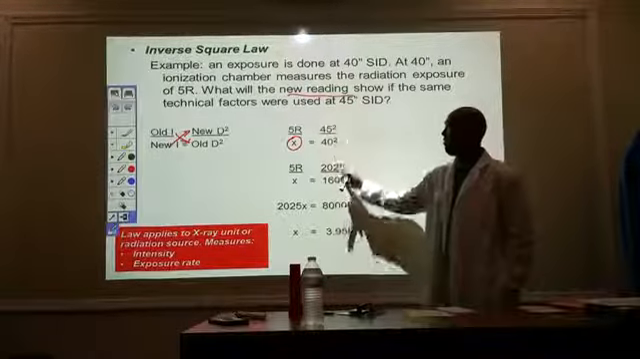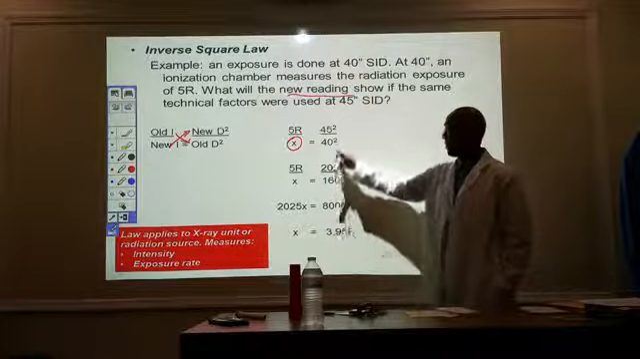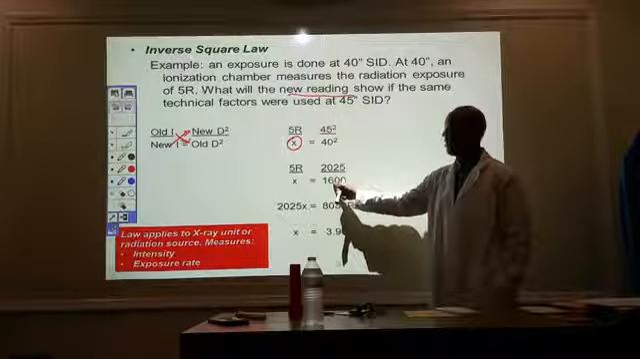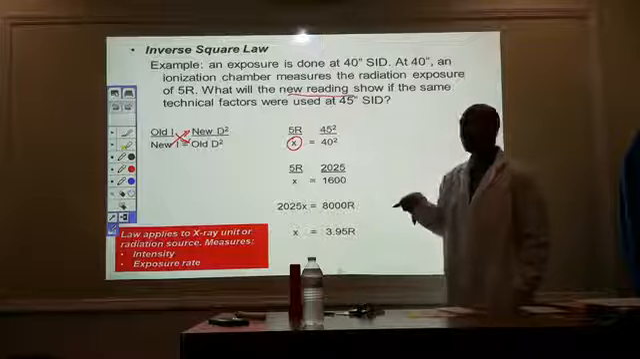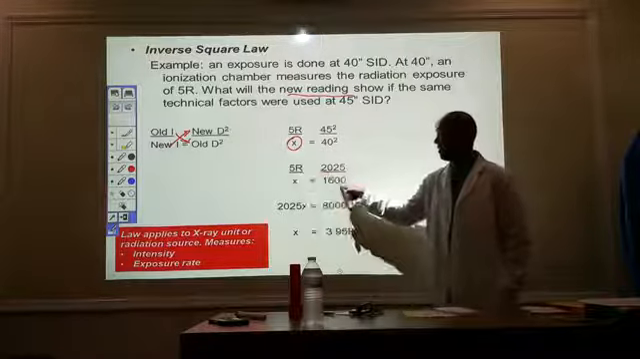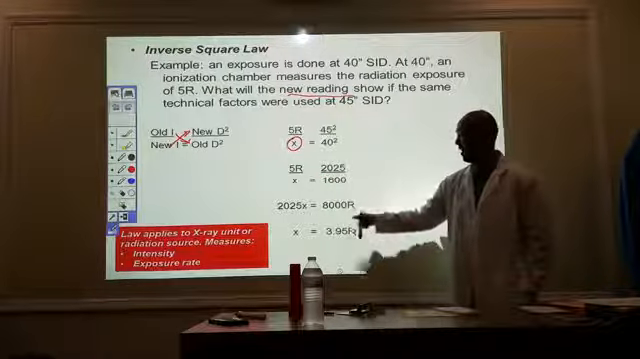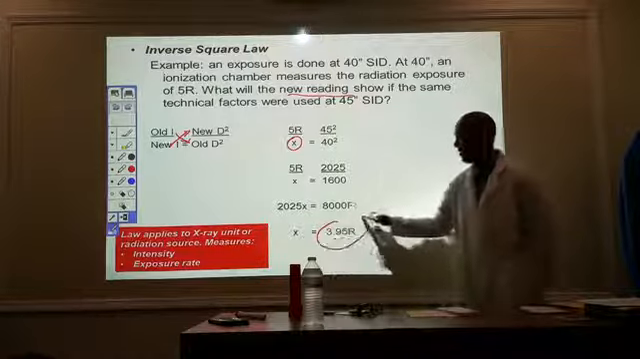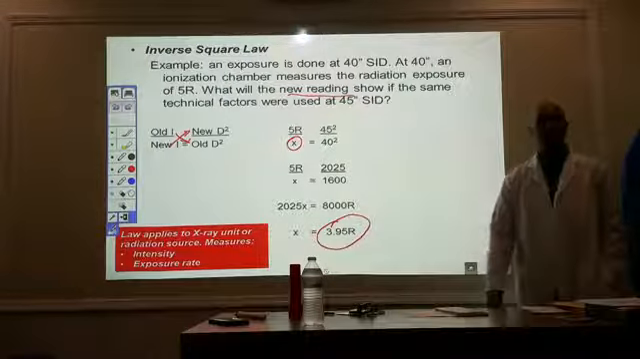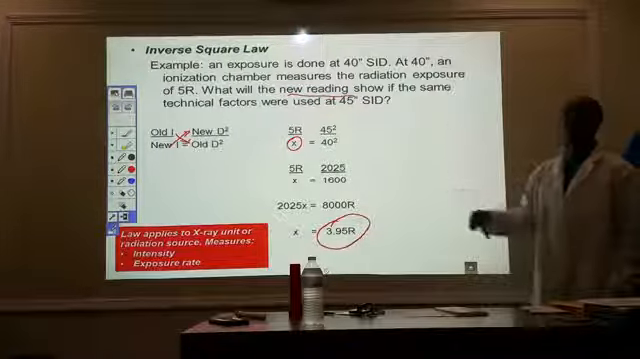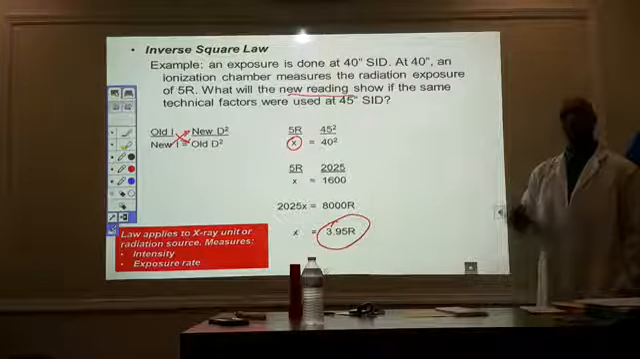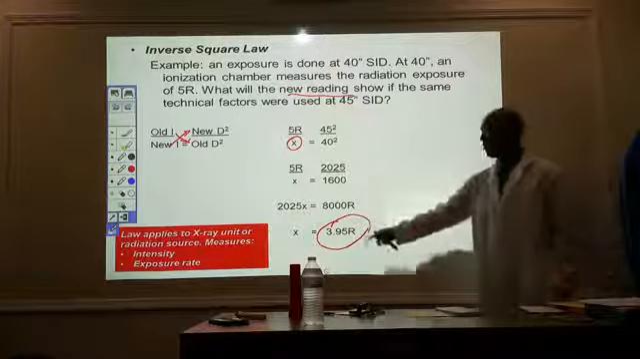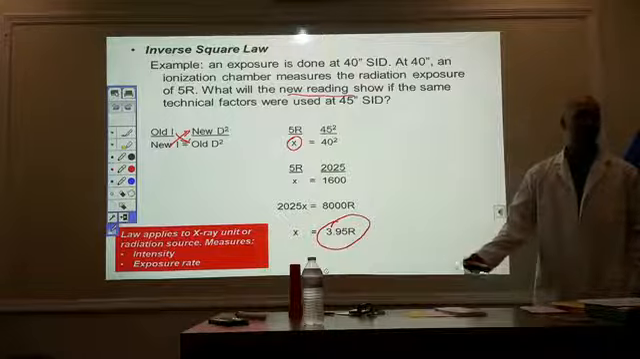So the square of 45 is 2025. The square of 40 is 1600. Now you can cross multiply and divide. 5 times 1600 divided by 2025 will give you 3.95 R. Okay? So at 45 inches, I'm a little bit further. The reading that I'm receiving now is going to be 3.95 R.